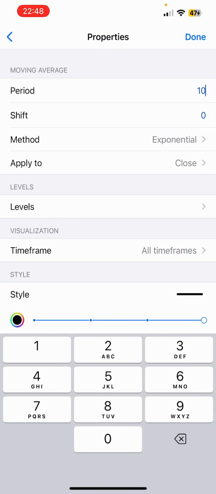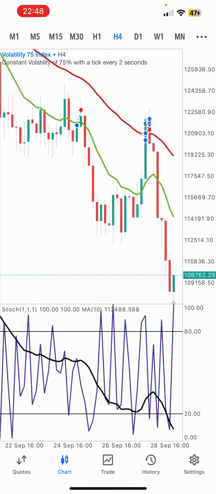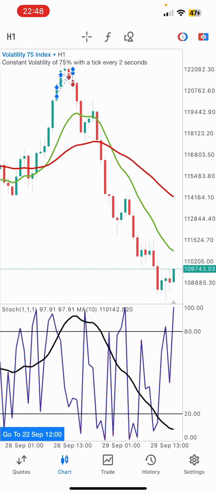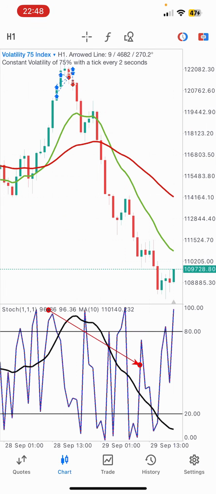You are going to change the style to black. All right, so increase these lines here, and that's basically it, guys. This is basically our setup. So I'll explain to you how this particular strategy works.